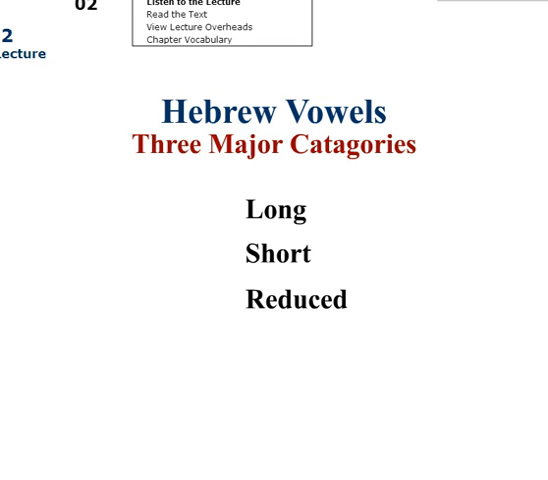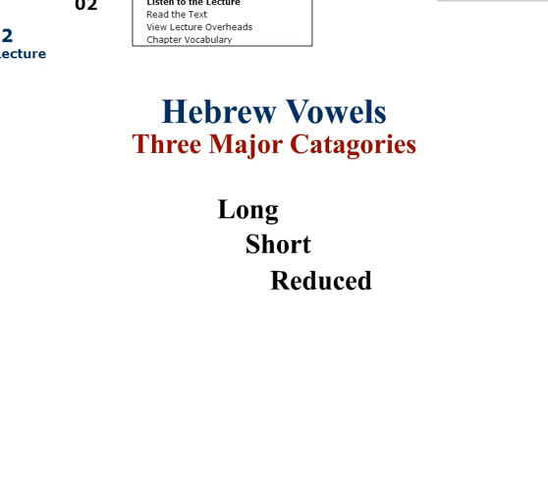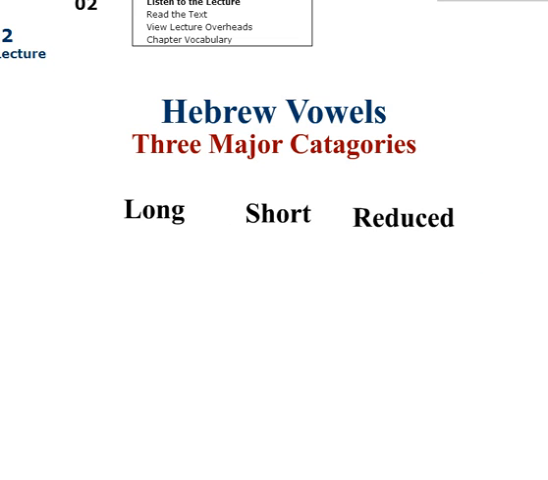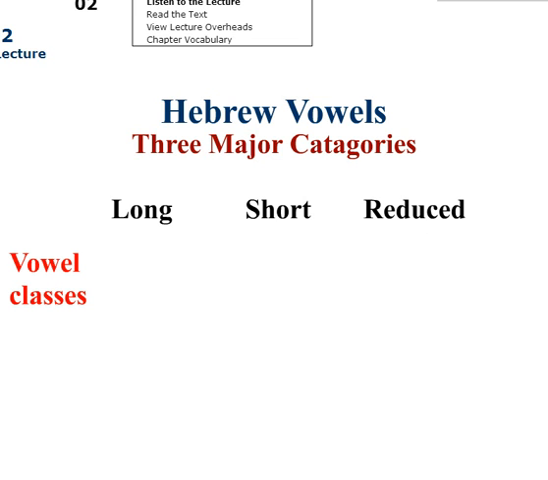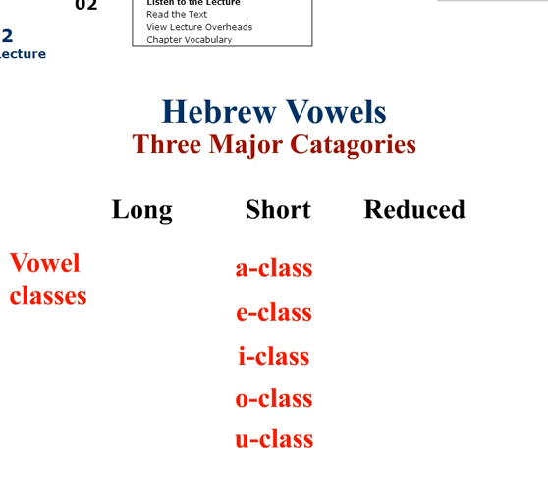When we talk about long, short, and reduced vowels, we are talking about vowel type. Within these three vowel types, long, short, and reduced, there are 5 vowel classes: A, E, I, O, and U. Though not each of these 5 vowel classes are attested in each vowel type.